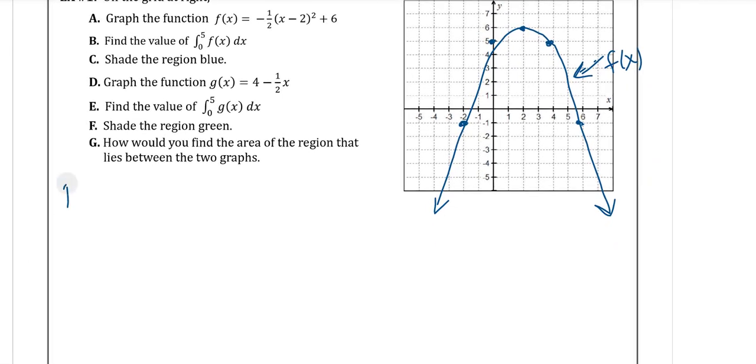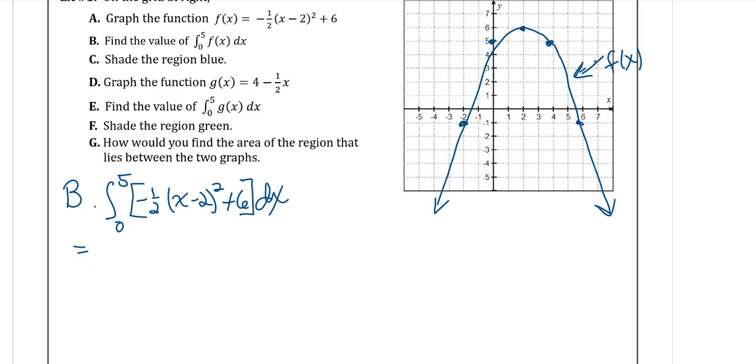So part B, I'm going to find the integral from 0 to 5 of negative 1/2 times (x minus 2) squared plus 6 dx. Okay, when I integrate that, I am going to get negative 1/6, because I'll raise that power to 3, and that means I'll have to divide by 3, so I get negative 1/6 (x minus 2) to the third power plus 6x, and I'm evaluating that between 0 and 5.